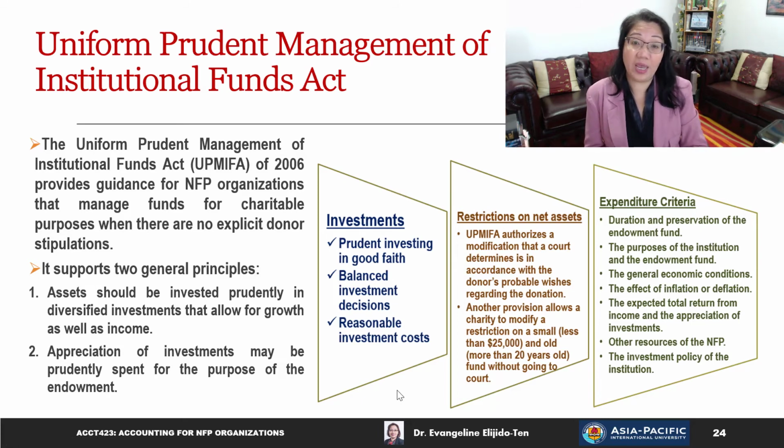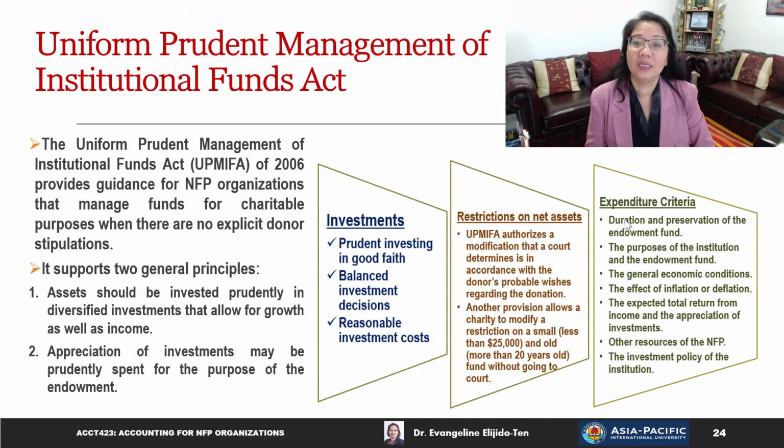So if a university has a small fund, less than $25,000, and it is very old, more than 20 years old, then they don't need to go to court. They can make some modifications. All right, let's now look at the expenditure criteria.